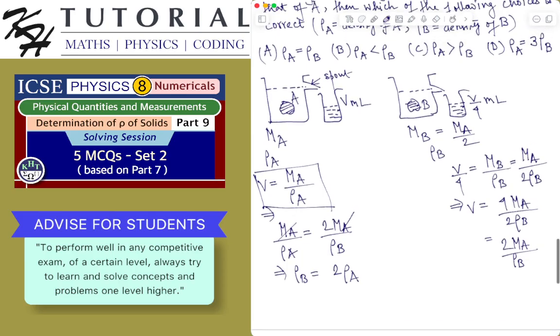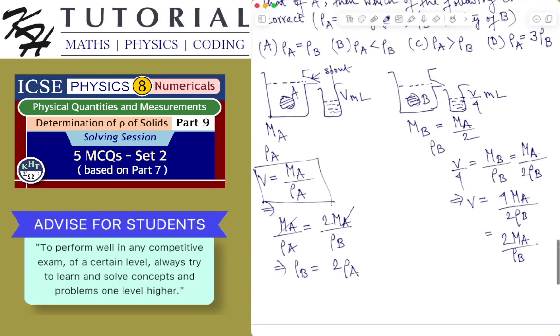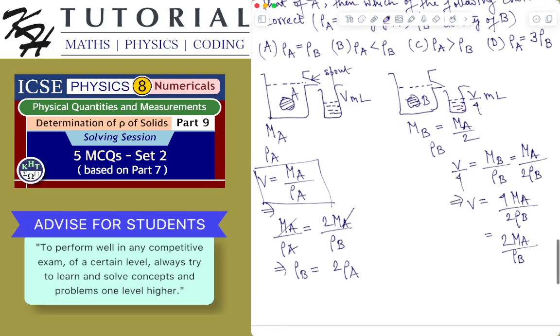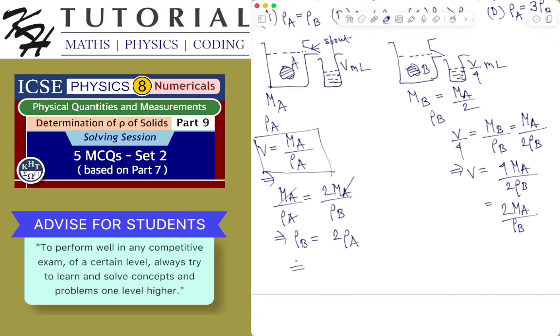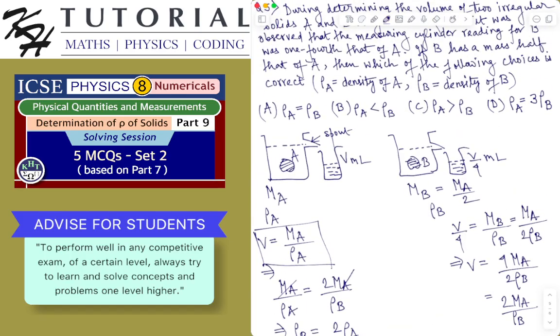Clearly the choice D is incorrect, because it says rho A is equal to 3 times rho B. From here we can say that rho A is equal to rho B by 2. So this implies rho A is definitely less than rho B. So choice B is the correct choice.